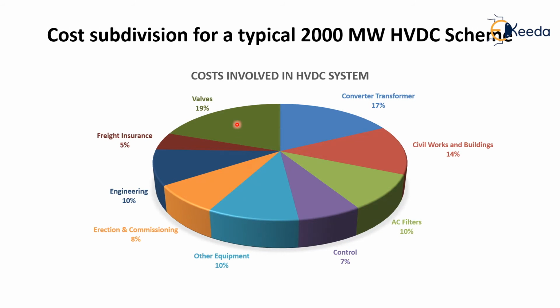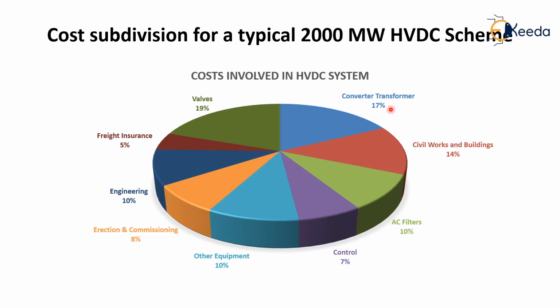Cost subdivision for a typical 2000 megawatt HVDC scheme. We have discussed earlier in all the videos that HVDC transmission is very much suitable for bulk power transmission systems. So here I am speaking about a 2000 megawatt HVDC scheme. What are the various costs involved? As already discussed, it is based on two very important things: one is the investment cost, the other one is the operation cost.